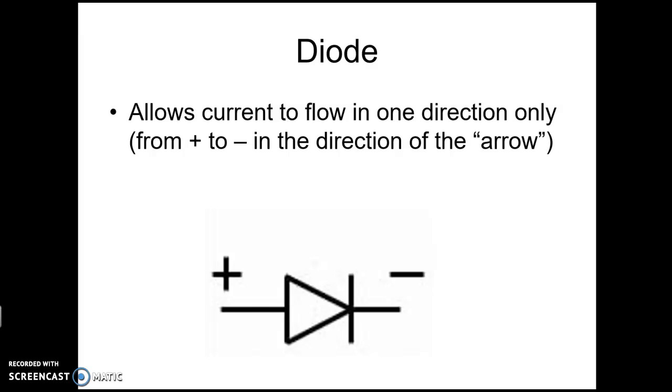Okay, a diode. If you do A-level physics, I might teach you how these work. But a diode just allows the current to go through in one direction. So the current can go from positive in that direction, but not in that direction. If you look in the direction of the arrow, that's the direction that the conventional current can flow. The conventional current cannot flow in the opposite direction.